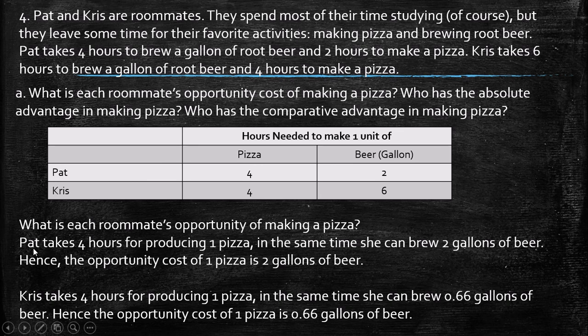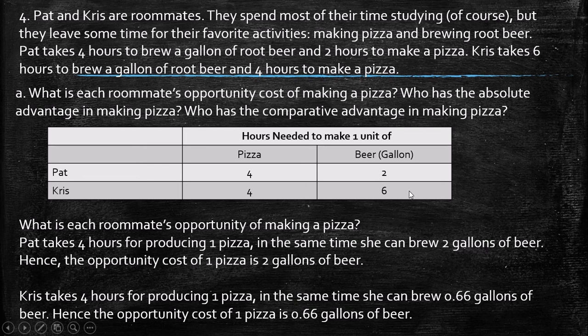So Pat takes 4 hours for producing 1 pizza. In the same time, she can brew 2 gallons of beer. Hence the opportunity cost of 1 pizza is 2 gallons of beer. And on the other side we have Kris. Kris takes 4 hours for producing 1 pizza. In the same time, she can produce just 0.66.